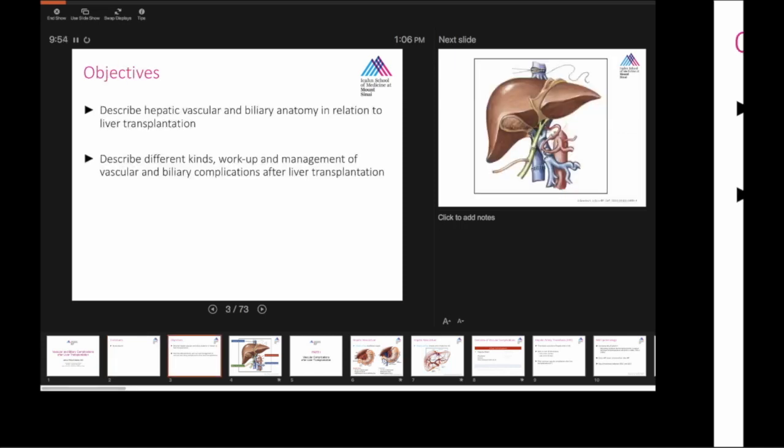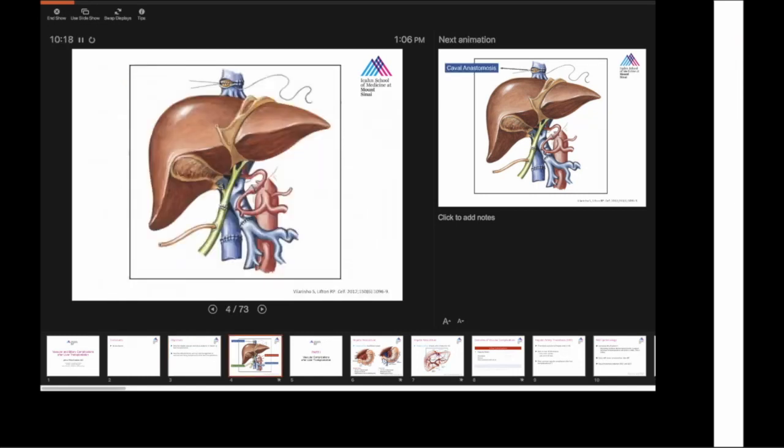I have a couple of broad objectives for this talk. The first is to describe the hepatic vascular as well as biliary anatomy in relation to liver transplantation, because that helps us understand these complications a lot better. And then after that, we'll go into the different kinds, the workup, and the management of these complications that can happen after transplantation.